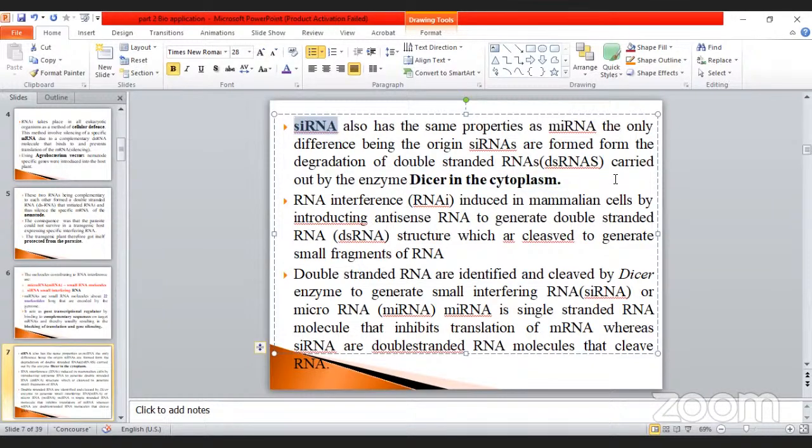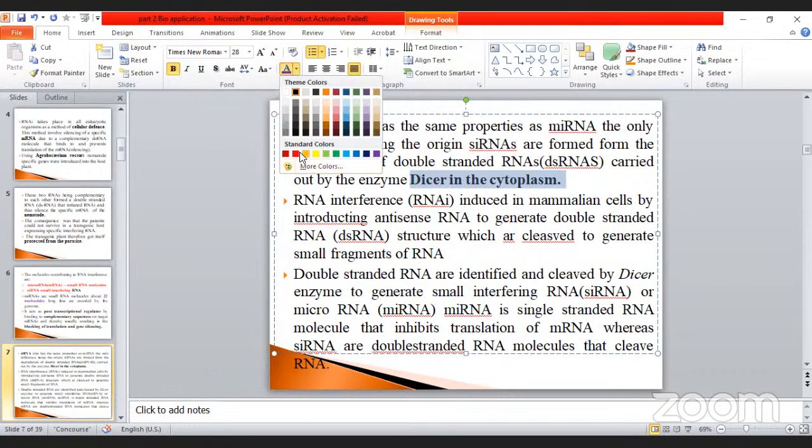How does it act? On the double-stranded RNA, with the help of an enzyme. That enzyme is called dicer. Note it down, my dear students. This is very, very important. Without dicer, the siRNA will not function.